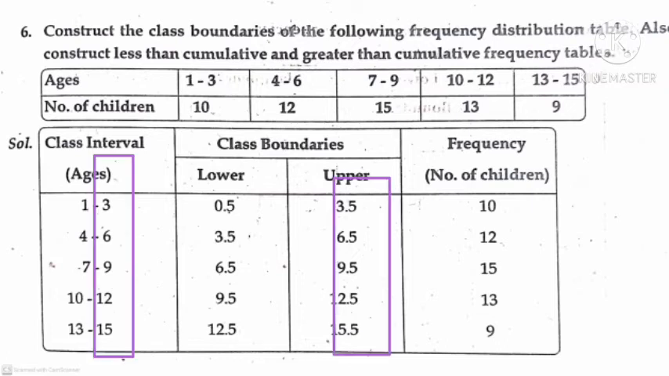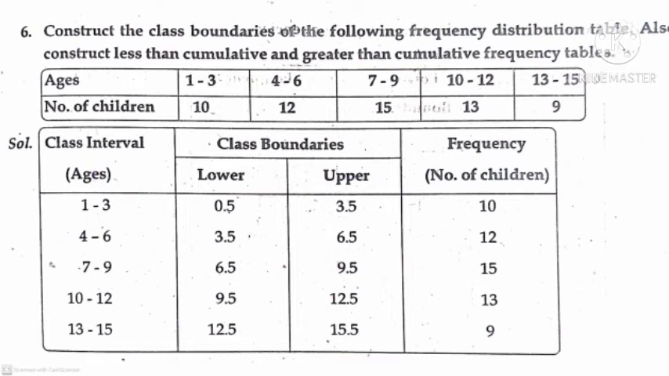Next we have to calculate the upper boundaries. How can we get the upper boundaries? Add 0.5 to every upper limit of the class interval, and we get the upper boundaries. So 0.5 added to 3, we get 3.5. 0.5 added to 6, we get 6.5. 0.5 added to 9, 9.5. 0.5 added to 12, we get 12.5. 0.5 added to 15, we get 15.5. Next, the frequency we have to copy from the question.